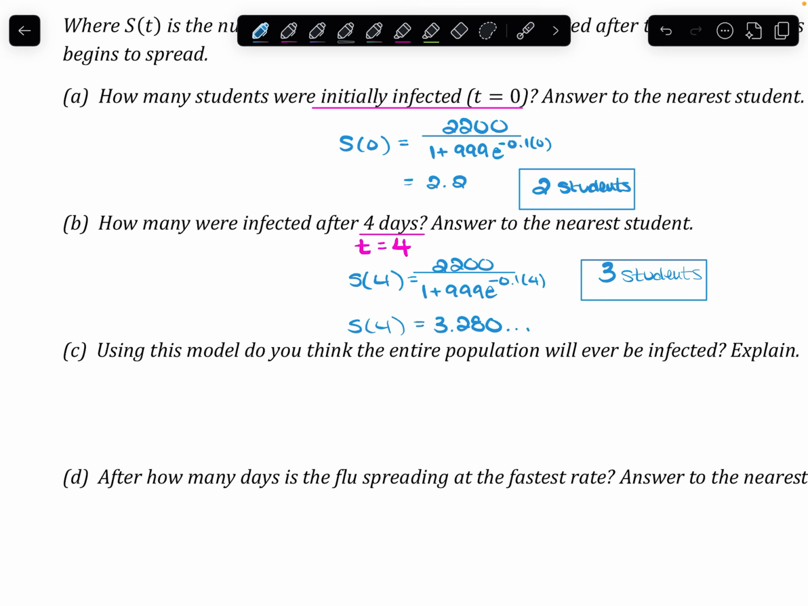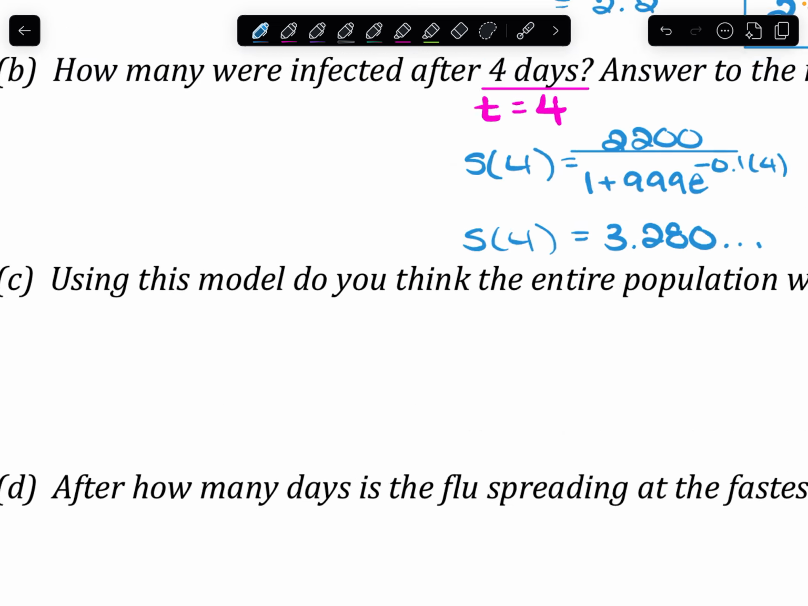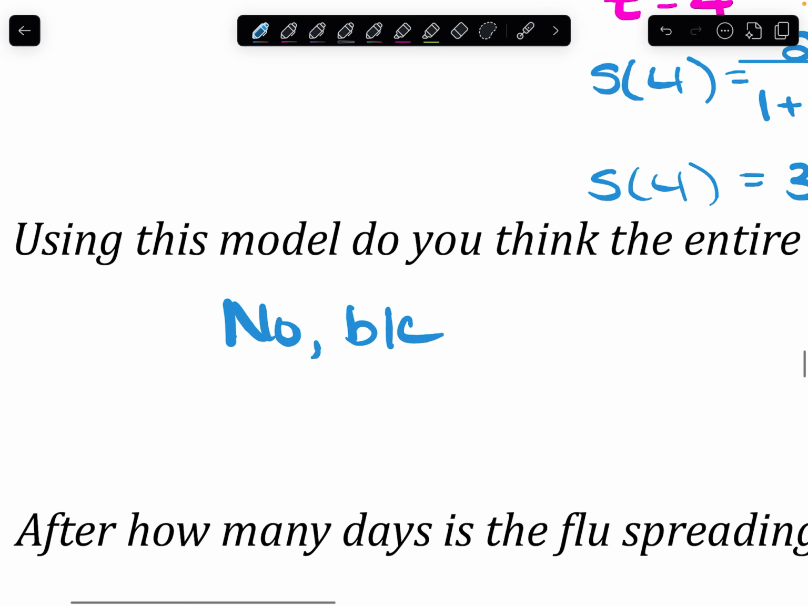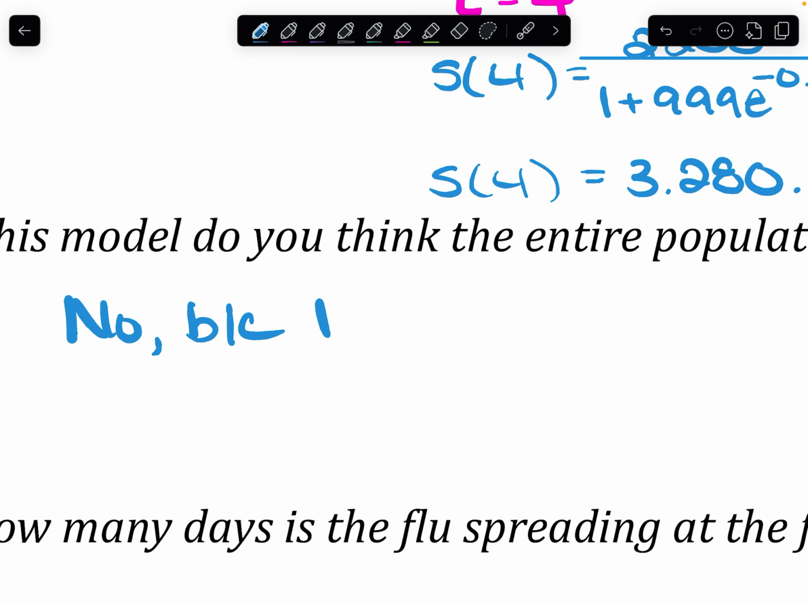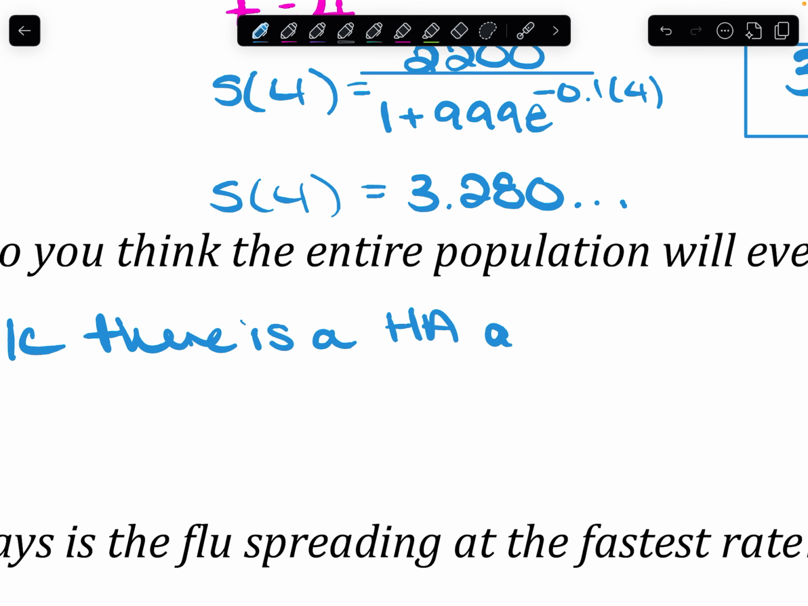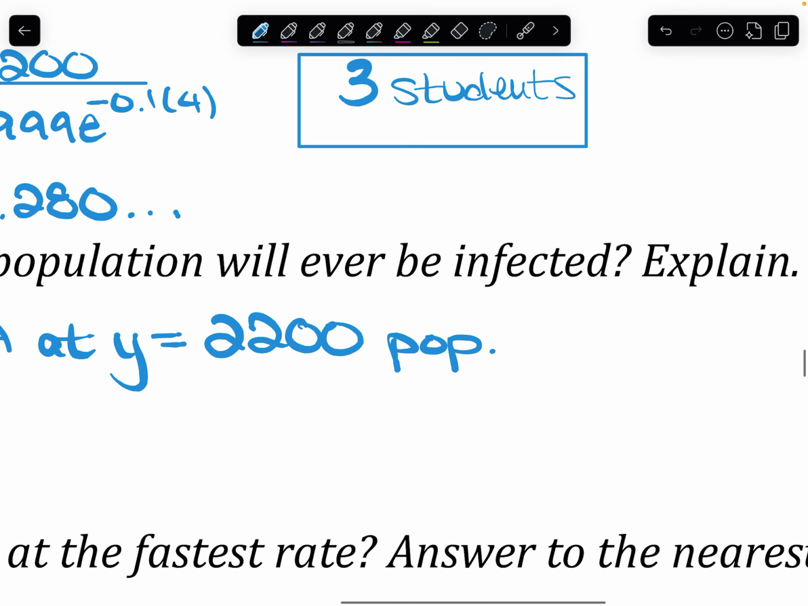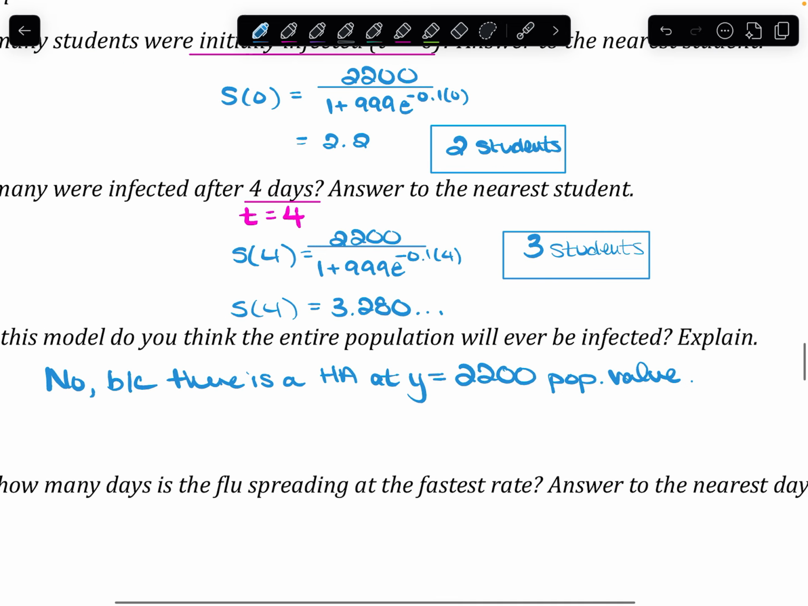So like COVID, there was always that one person who was never infected. COVID does follow a logistic model. You can research some of those articles. So we're going to say no. And the reasoning, the because, it's my lazy shorthand because, there is a horizontal asymptote, which I'm going to call HA for short, at y equals 2200, which is the population value. It never infects an entire population.